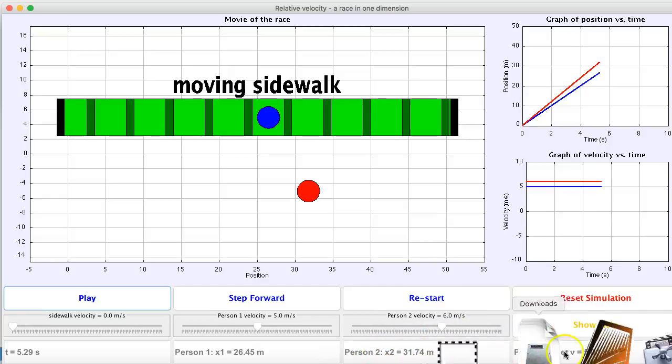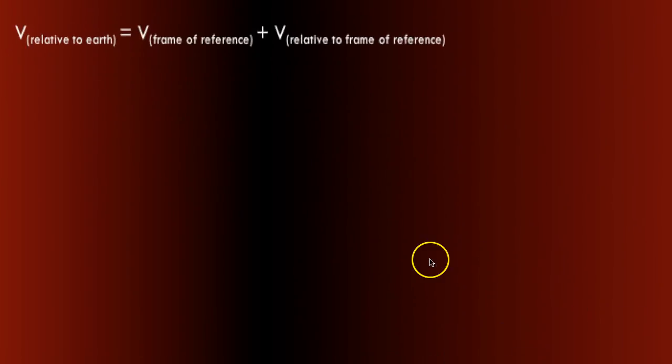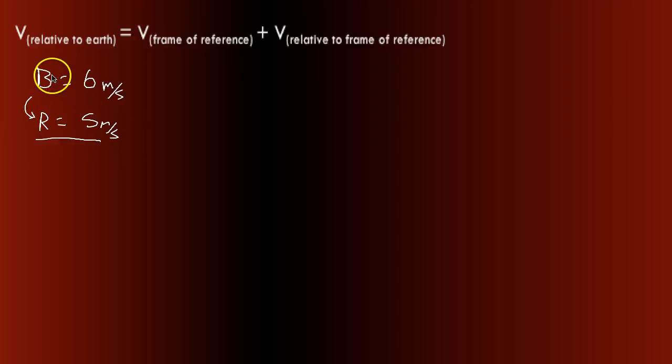Okay, well, the way that we do this, coming back to here, we're going to say for person B, the blue person, their velocity was 6 meters per second. Okay, and the red person, their velocity was 5 meters per second. And what I want to know is how fast person R is moving relative to person B. Okay, so how fast is R relative to person B? So here's how we would do this.